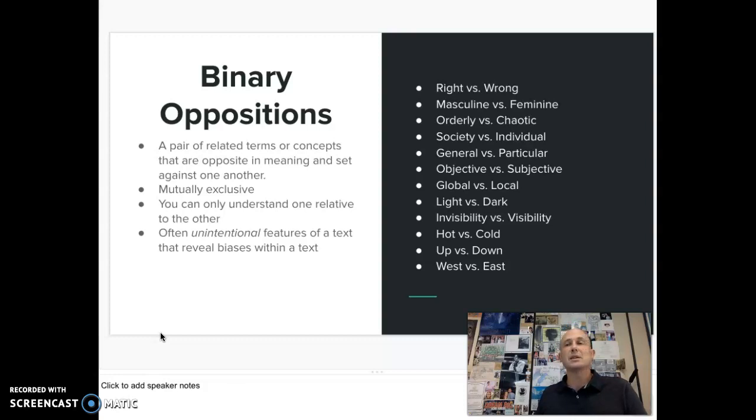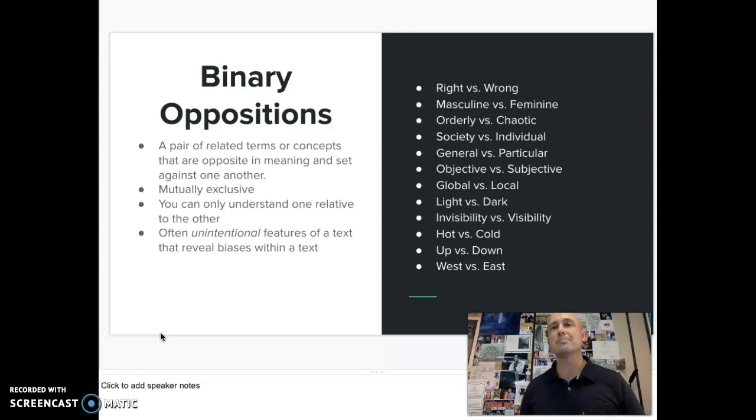So to explain what it means to be right, you can only really understand that concept if you understand what wrong is. So the two are connected, they're interrelated in some different ways. The one is almost dependent on the other for its existence, or at least for its understanding in a lot of ways.